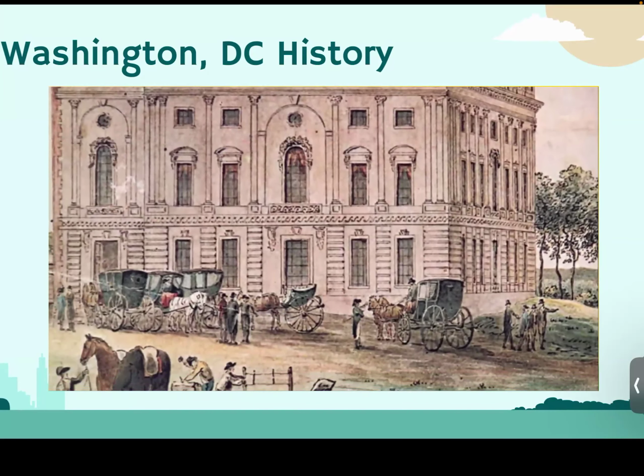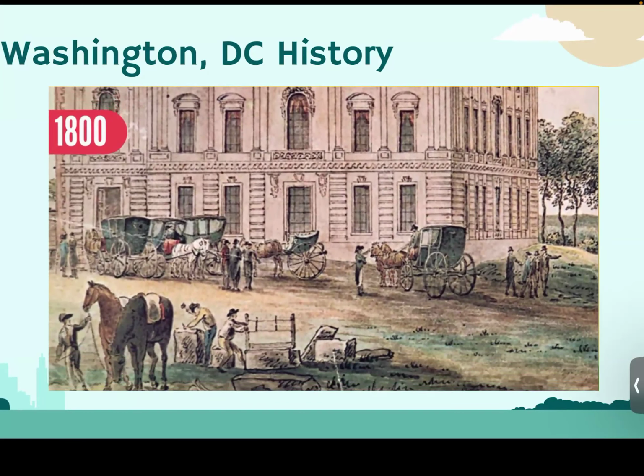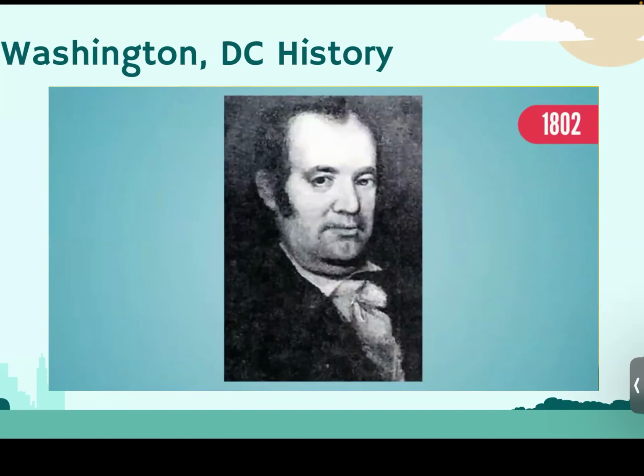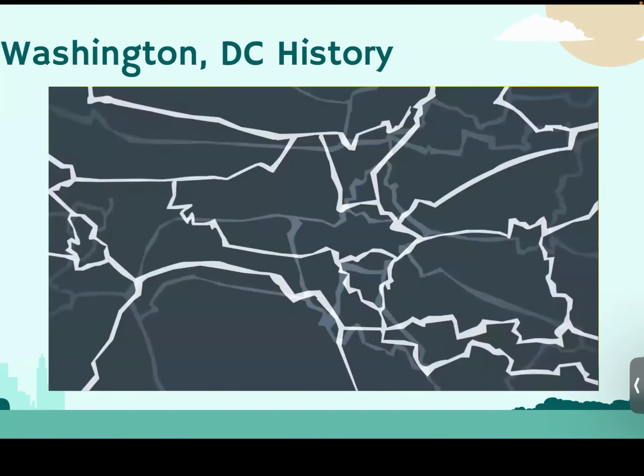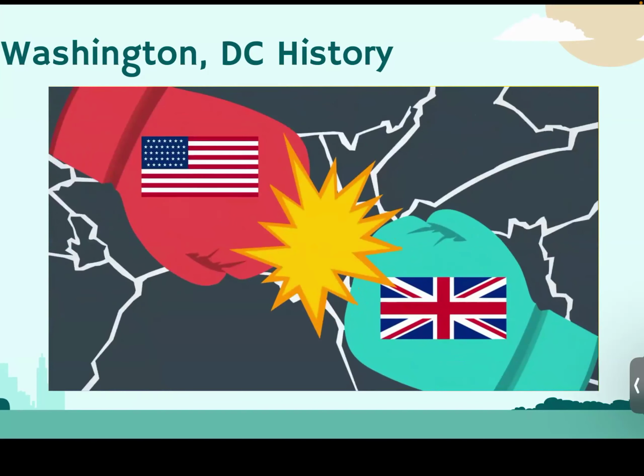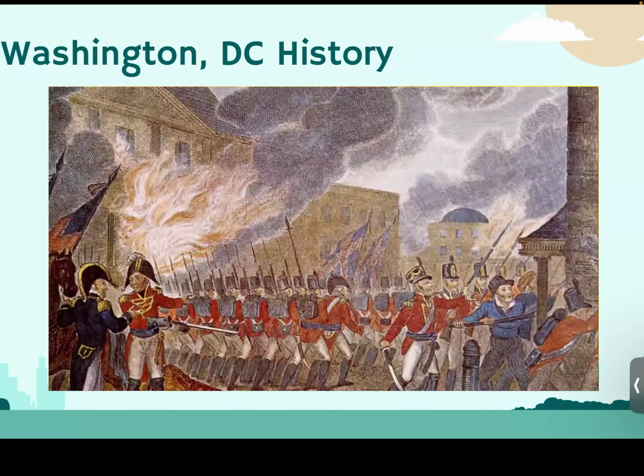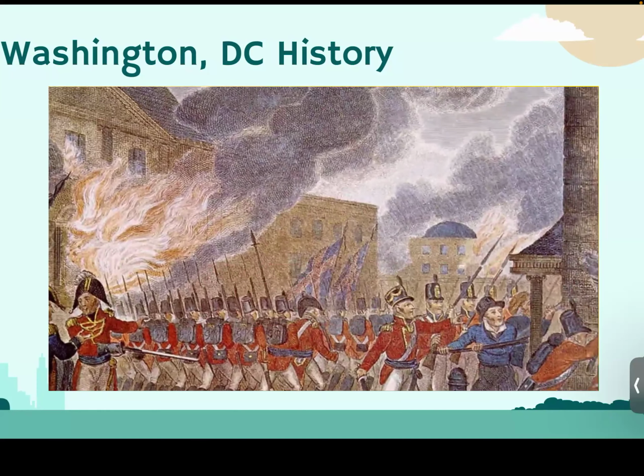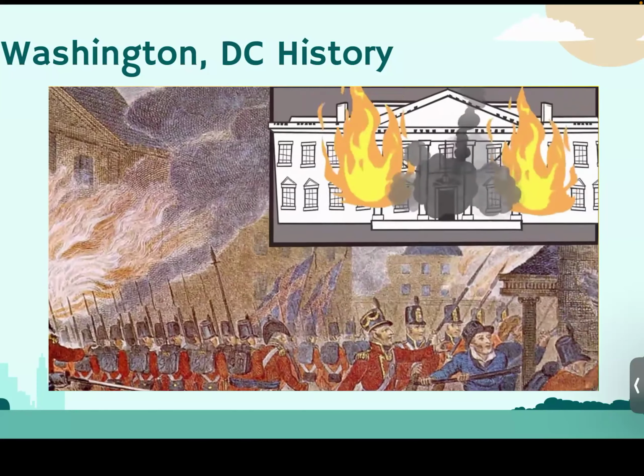Progress was slow, but the U.S. government moved to Washington in 1800. In 1802, Robert Brent was appointed the first mayor of Washington. However, a decade later, because of the war with Britain, the city came under attack in an episode known as the Burning of Washington. British forces burned several buildings, including the White House.